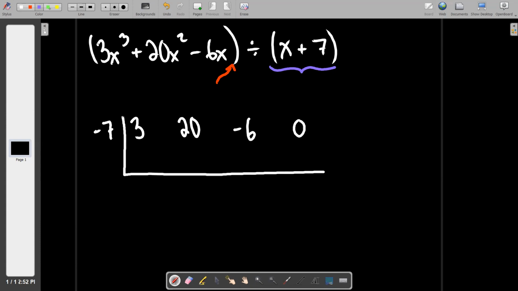So step one is to drop the 3, and we begin the algorithm. What's the next step? That number on the outside, the -7, is a part of every step. He's in there every time. So -7 times 3 is -21. So we put that there. Every time you multiply, you put your answer right there underneath, in that division sign. And then we add. What's 20 and -21? -1, and then we multiply again.